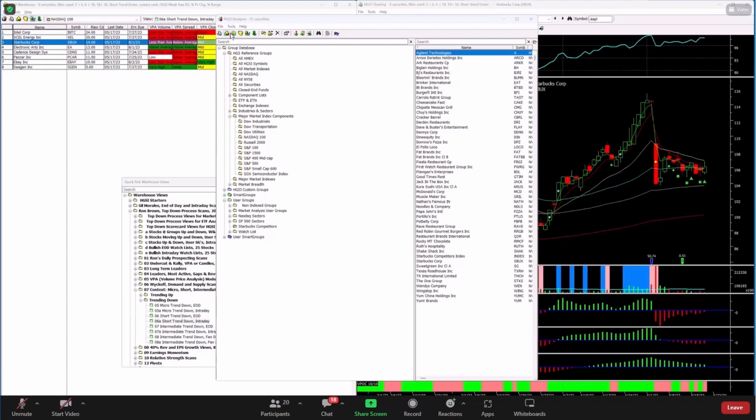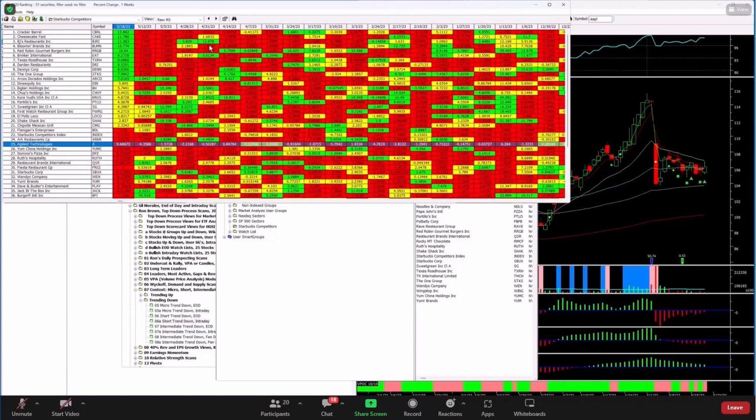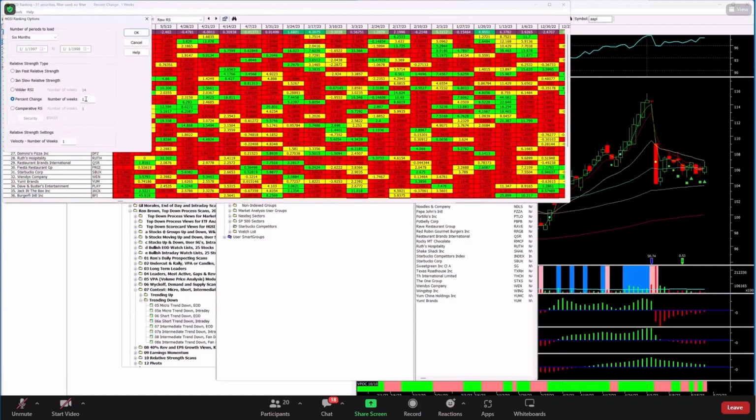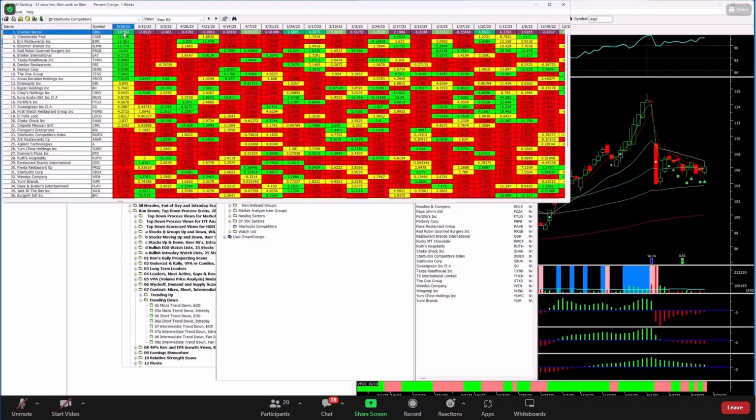Then I'm just going to bring up the ranking module and let's see what I'm set on here. Percent change, number of weeks. So since last Friday in this group, Cracker Barrel is up 13.86%, almost 14%. Cheesecake Factory is up 11%. Where's Starbucks? Clear down here, it's down for the day, but a lot of the restaurants are doing really well for the week since last Friday.